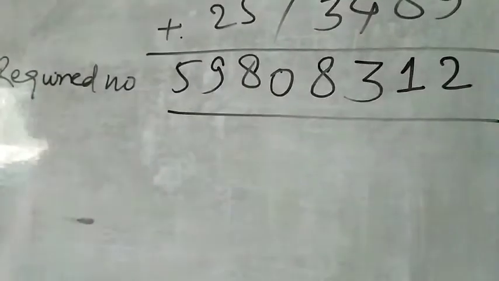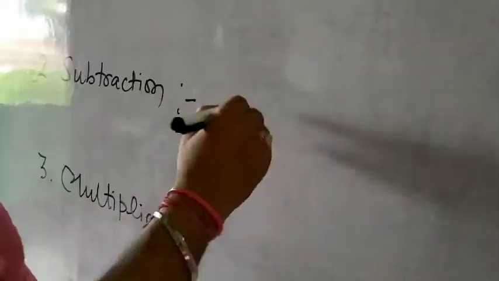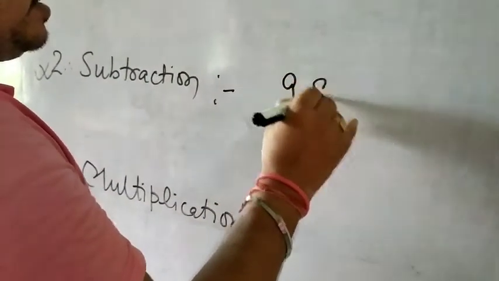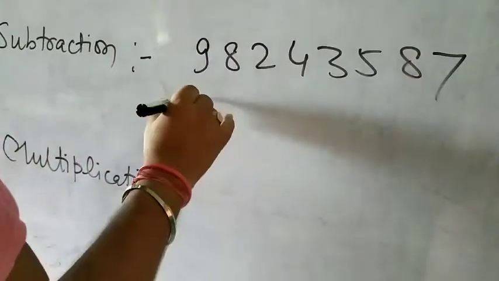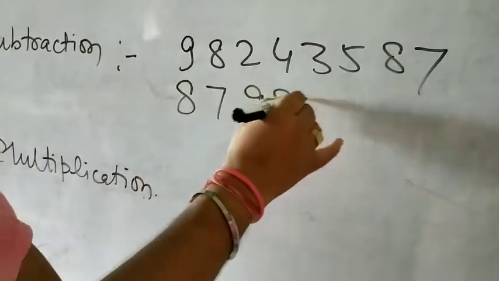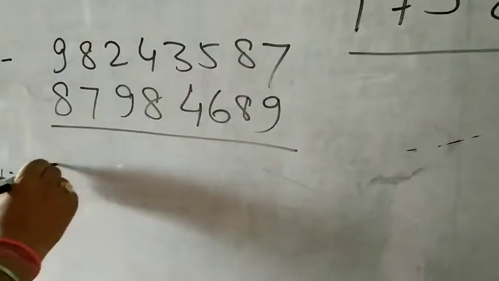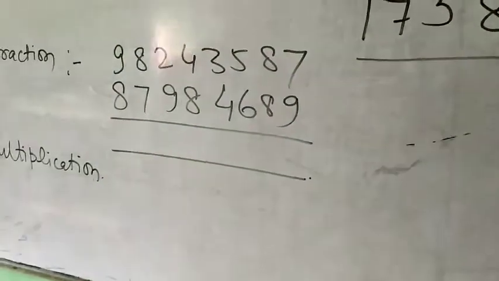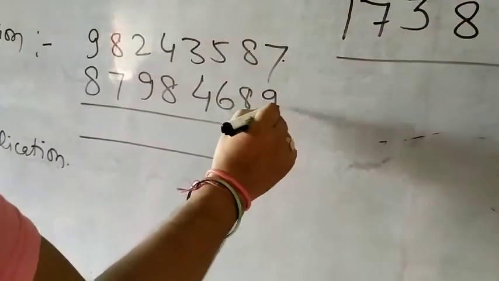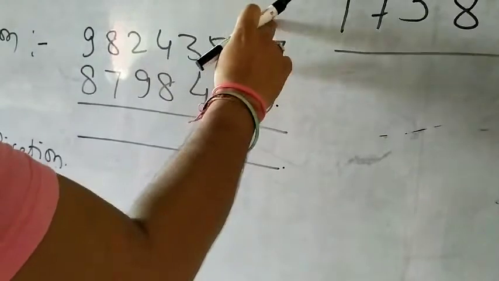So the second topic is subtraction. At first let 9 8 2 4 3 5 8 7, here 8 7 9 8 4 6 8 9. Here is the subtraction with carry on. So this number is smaller than this, so we can take a 1 as carry on.